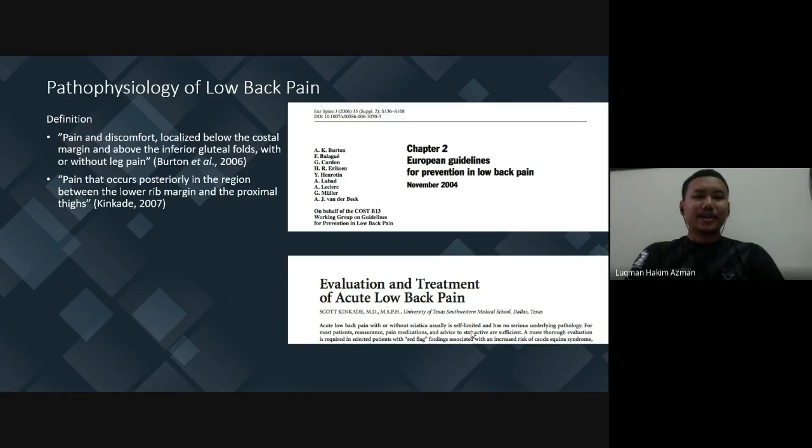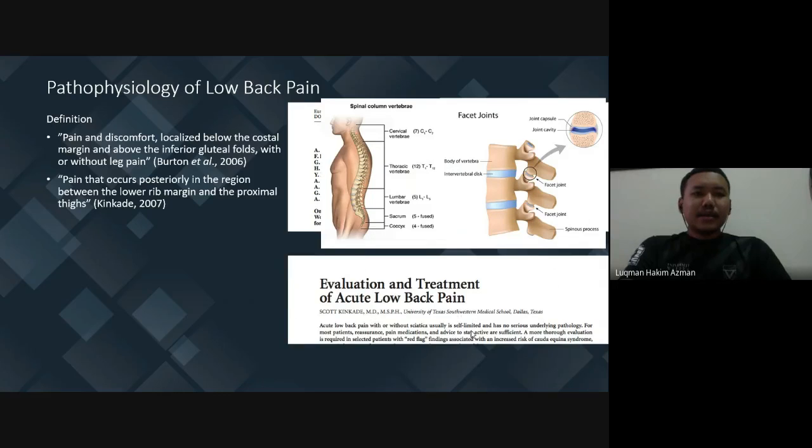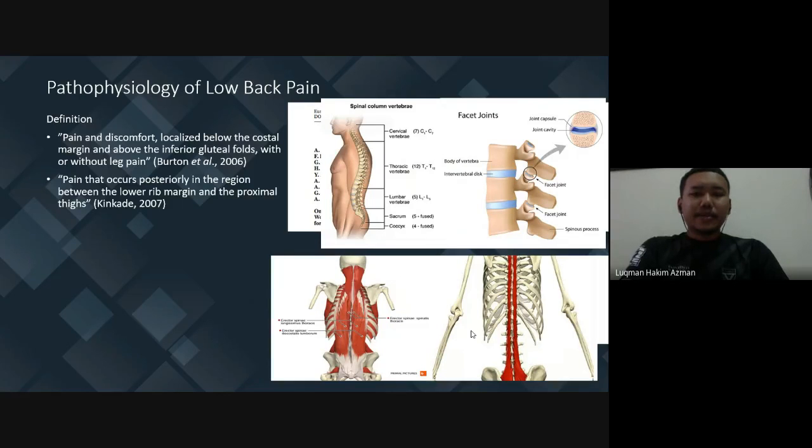Another definition by Acute, which resembles the European guideline, is that low back pain is pain that occurs posteriorly in the region between the lower rib margin and proximal thigh. And the most common form of low back pain is called non-specific low back pain, and is defined as low back pain that is not attributable to a recognizable specific pathology.